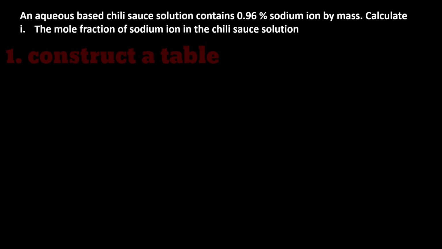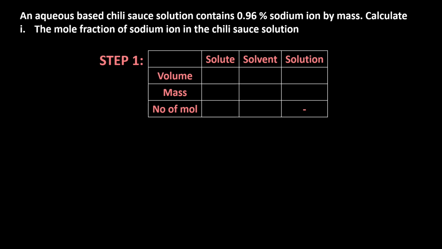Step number 1 is to construct a table with solute, solvent and solution columns and rows to fill in volume, mass and number of moles. We can put a dash at the row for number of moles and the solution column because there's no such thing as number of moles of solution.